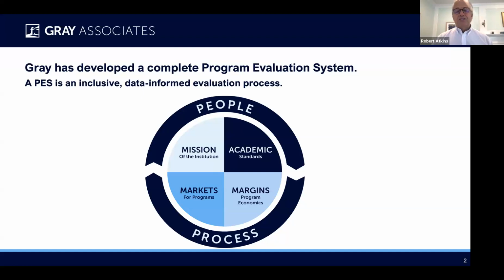Now, when you go to make a decision, you need more than data. You actually need to get the right people in the right process in order to make good decisions that will actually get implemented at your institution. So keep that in mind. That's what a program evaluation system is. It's more than data, it's more than software. It's all of that, plus the right people and process to make effective program decisions.